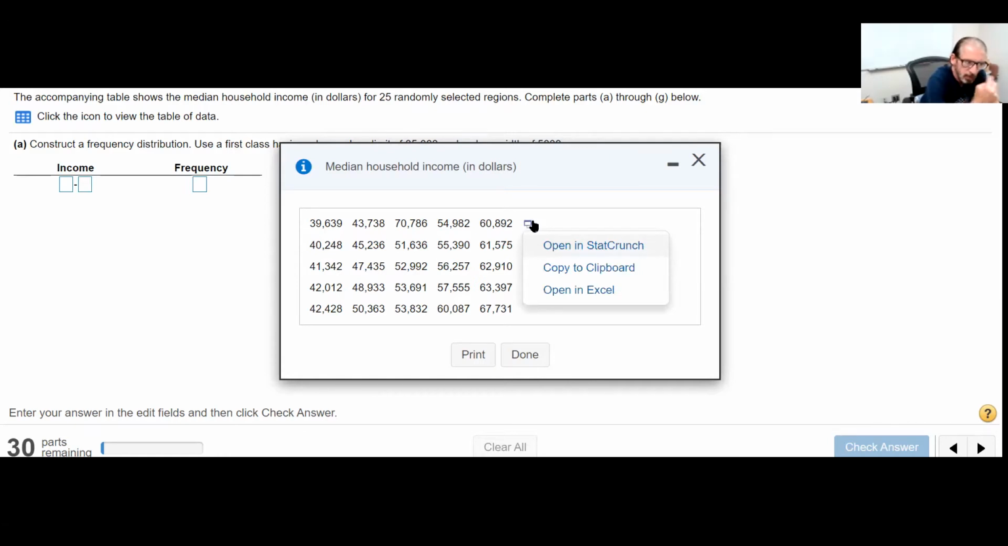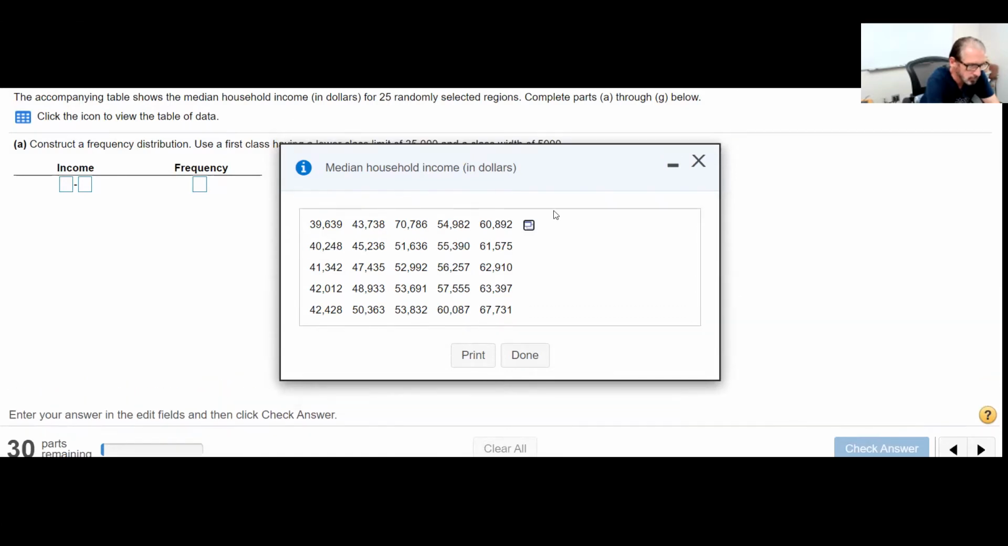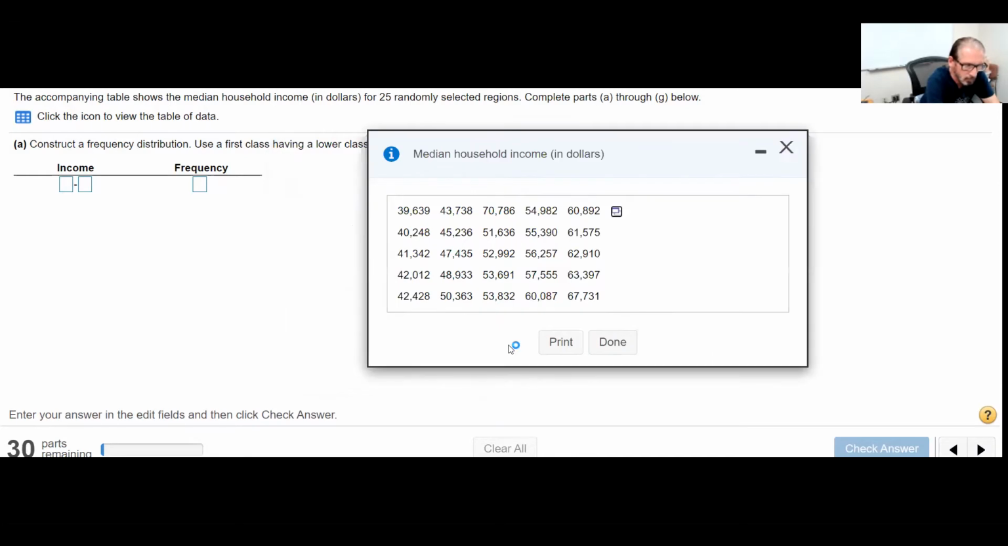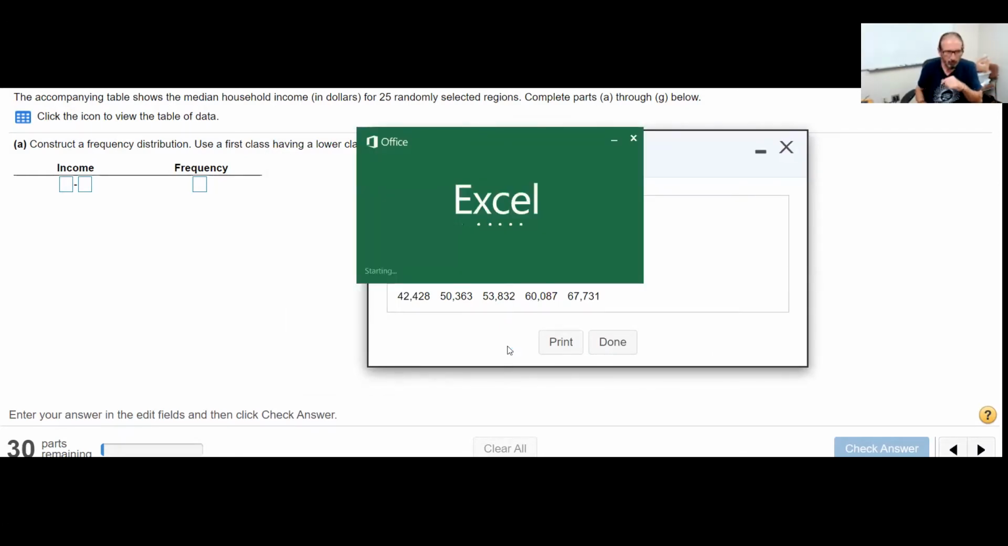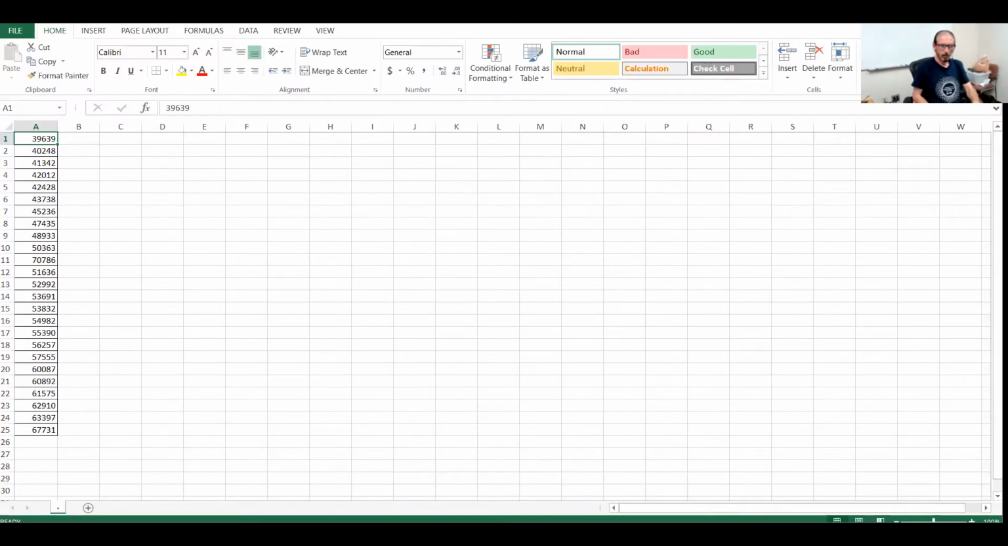But check this out. StatCrunch might do even more. Excel might do even more. However, I'm only going to make the sorting go more quickly. Got the file opening up. Okay, let's see here. Make sure you can see all of this. So we've got all 25 scores showing here.